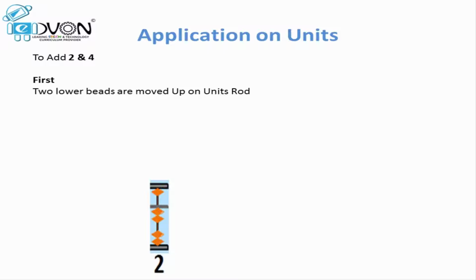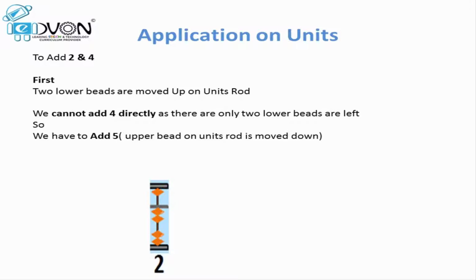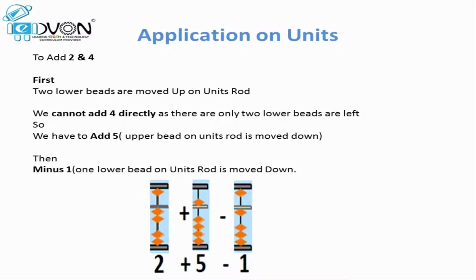To add 4 indirectly, we will apply the formula, which is to add 4, we add 5 and -1. So we will move upper bead down on units rod for adding 5 and then we will move one lower bead away from the calculation bar. As a result, we get upper bead and one lower bead touching the calculation bar. So our answer is 6.